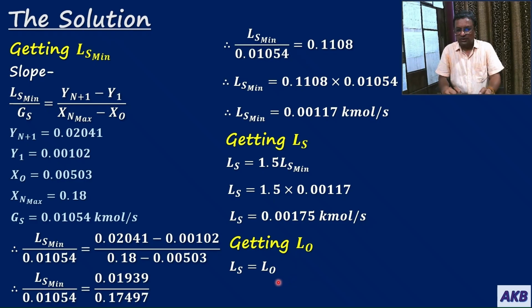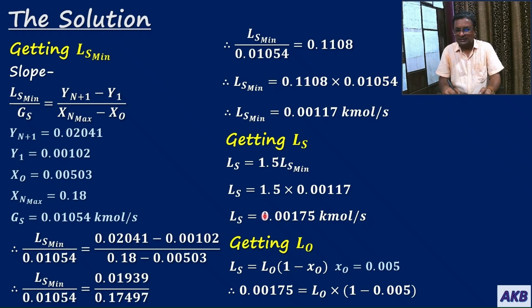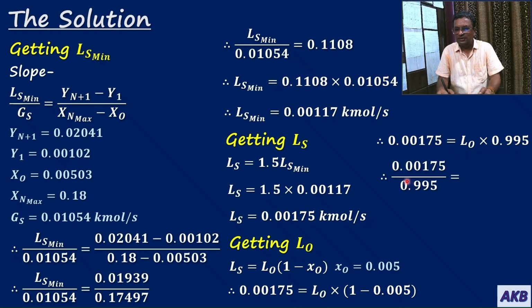Now we will get L0. We know that LS is L0 into 1 minus small x0. Small x0 is 0.005 and LS we got is 0.00175, which is equal to L0 into 1 minus 0.005. So 0.00175 is equal to L0 into 0.995. That is, 0.00175 divided by 0.995 is equal to L0. That gives us L0 as 0.00176 kilomole per second. So in this way we get L0, which is the inlet liquid rate. So the first task, getting LS, is completed, and from LS we have got L0.